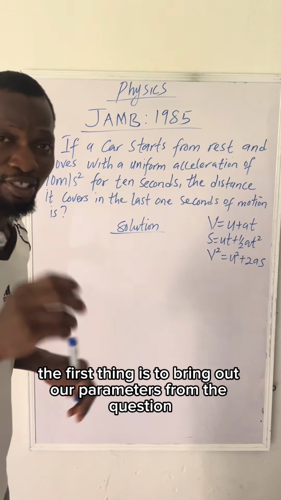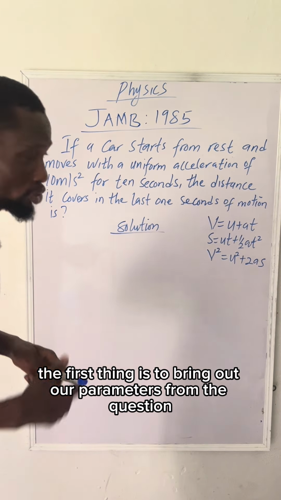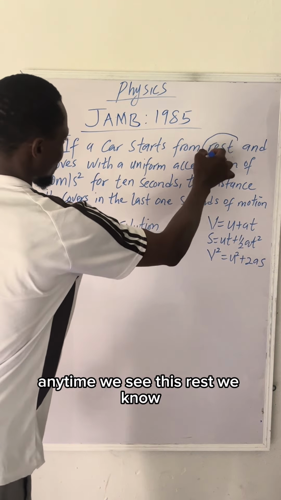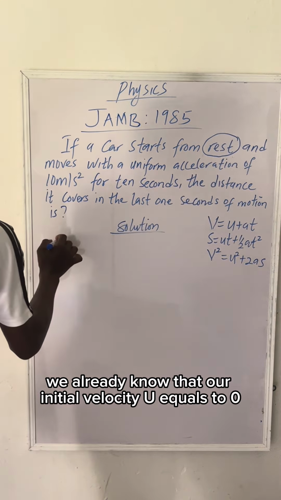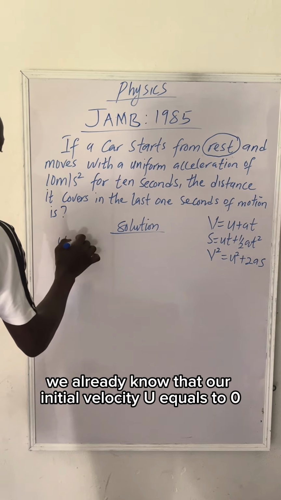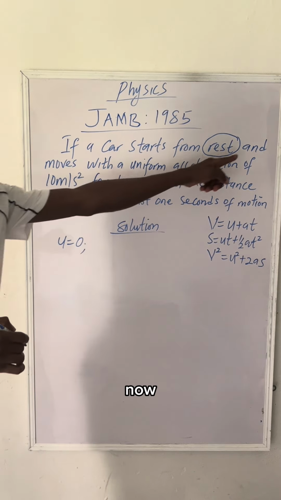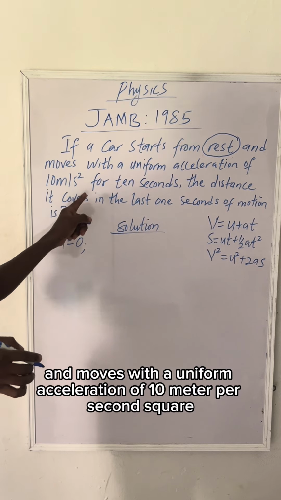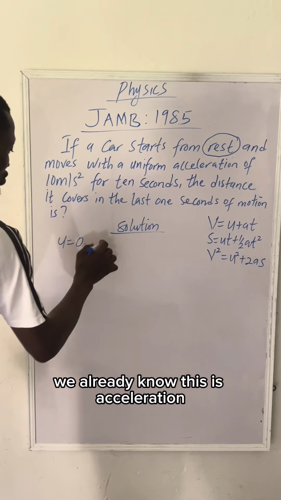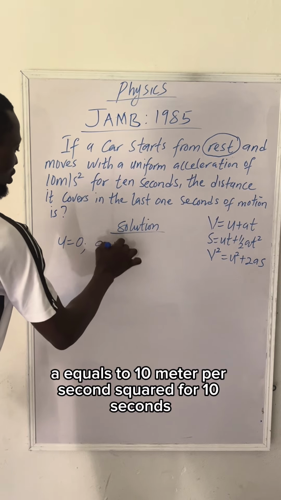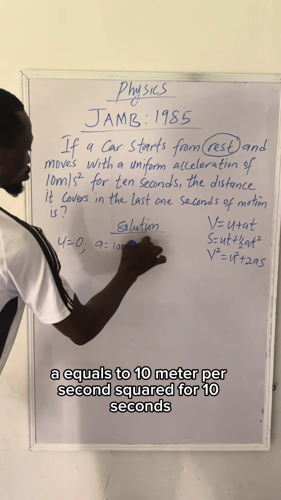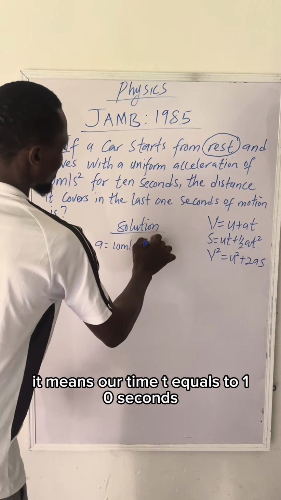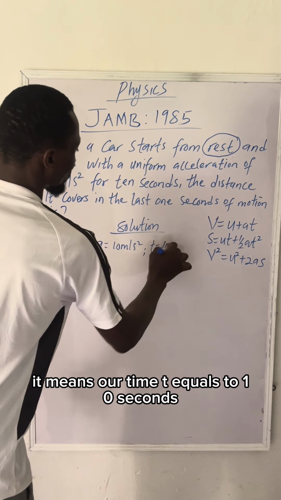Now we know that the first thing is to bring out our parameters from the question. If a car starts from rest, anytime we see this rest, we already know that our initial velocity u equals 0. And moves with a uniform acceleration of 10 meters per second squared. We already know this is acceleration. So our acceleration a equals 10 meters per second squared for 10 seconds. It means our time t equals 10 seconds.